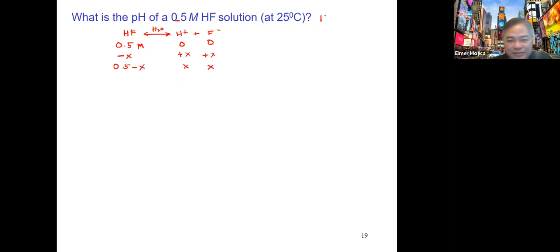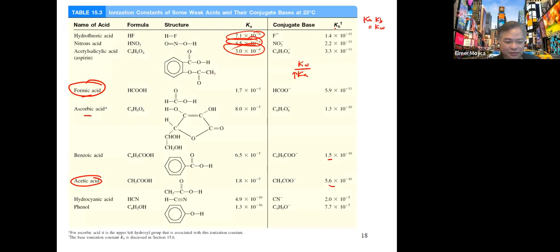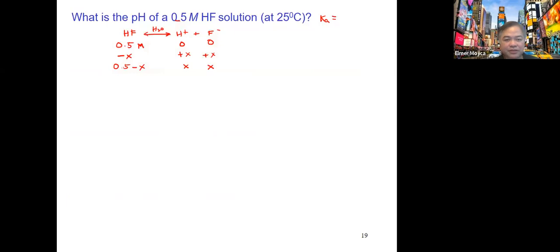So ano pang kulang dito? Dapat given yung Ka value. And if you look at the Ka value of hydrogen fluoride, that's 7.1 times 10 to the negative 4. So we follow what we have learned from chemical equilibrium. So Ka is equal to H plus times F minus divided by HF. So we have here X times X over 0.5 minus X. Tapos ilalagay natin yung 7.1 times 10 to the negative 4.